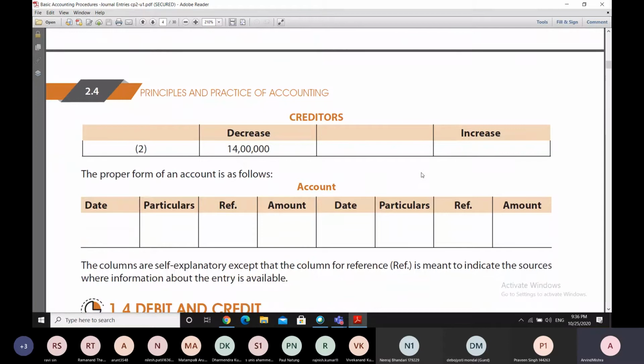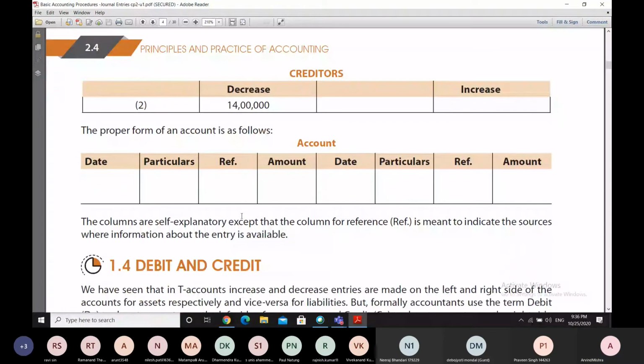So after taking all these examples, we can say that when we are writing an account, the more appropriate way to write an account is that we can include the date also, and we can include particulars of the transactions also, and some reference number and amount on the left hand side, and again on the right hand side the same four columns: date, particulars, reference, and the amount. On the right hand side we are writing all the increases, and the left hand side we are writing the decreases. So anybody can look at these columns and understand.